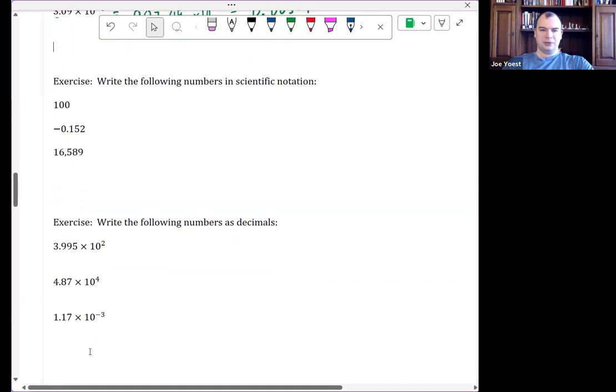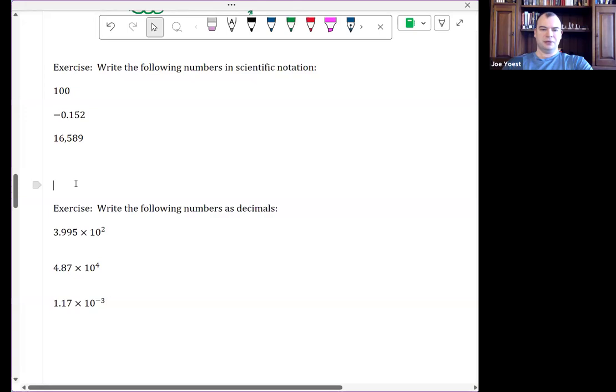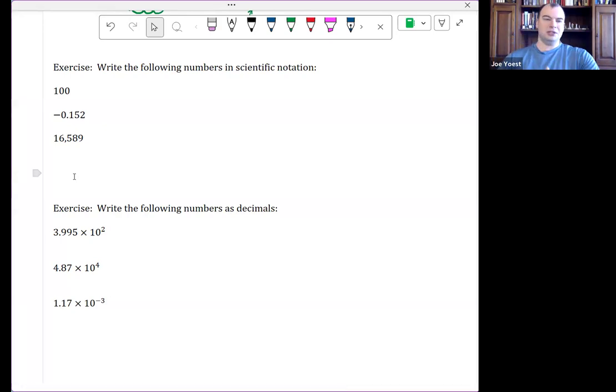Okay, so let's take about 3 minutes or so and work through these 2 exercises. I think these should be pretty quick to work through, but sometimes putting numbers in scientific notation can be a little tricky. So when you do write your number in scientific notation, take care to check and make sure that what you've written does make sense.